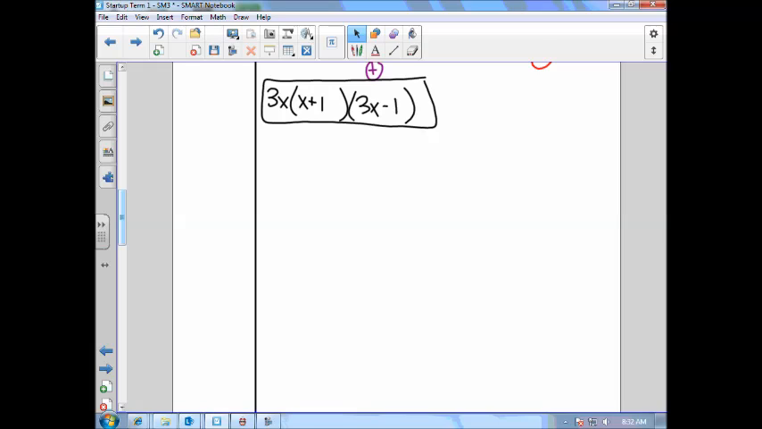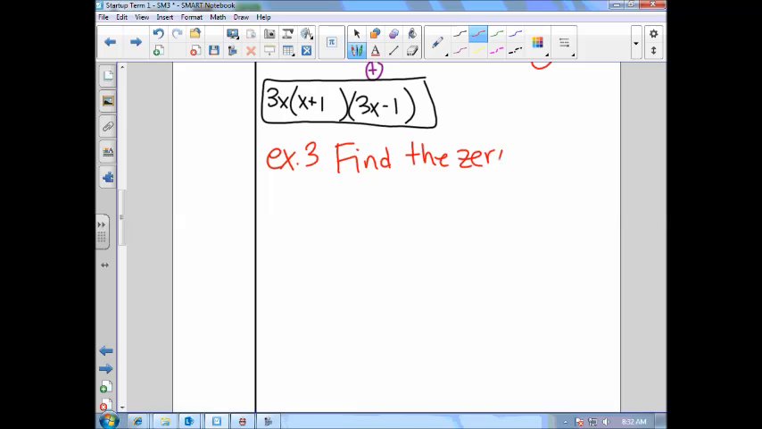Okay, so for example 3, we're going to find the zeros, and we're going to graph them. Now, zeros has some other synonyms that you will see a lot. Okay, Adam, if you have your notes, can you write down with us, please, for example 3? Zeros are also called roots.